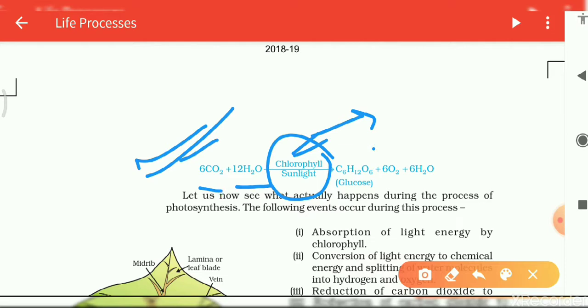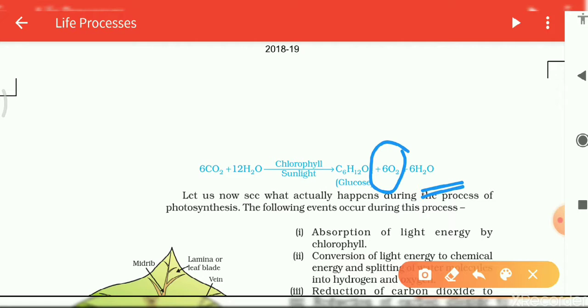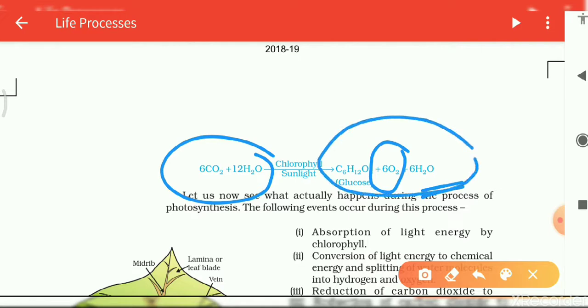make a food, that is your glucose, C6H12O6, and it will release the oxygen here. See here, it can release the oxygen and water molecules. Now see here, this one is called your reactants. Okay, and this one is called the products.